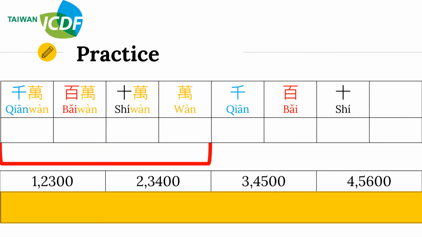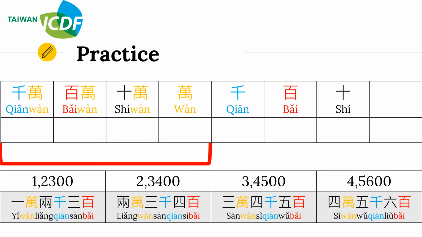Let's do some practices together. There are several numbers below. Please transcribe them into Mandarin. You could pause this video first if you need more time. The answers are 一万两千三百, 两万三千四百, 三万四千五百, 四万五千六百.